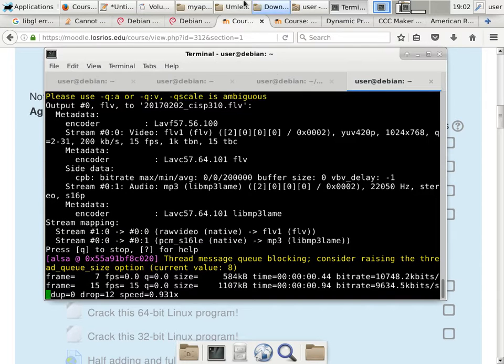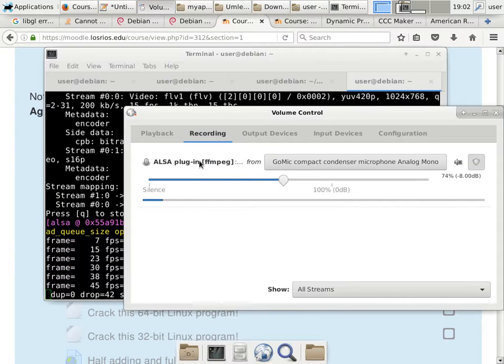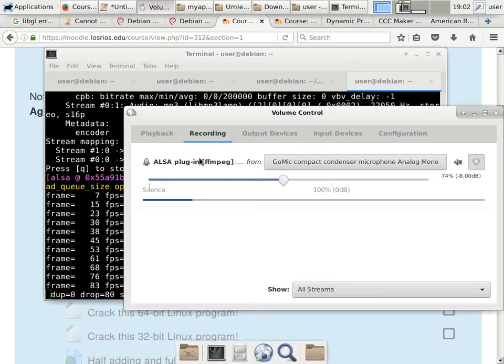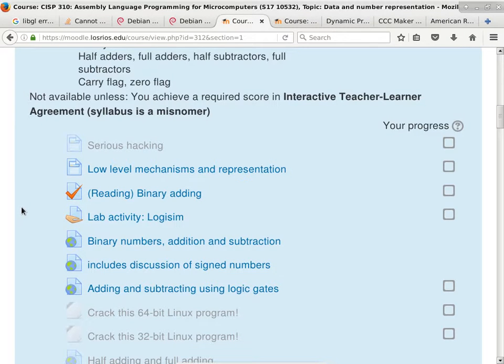Go. And we're double checking, making sure the audio part is also recording.